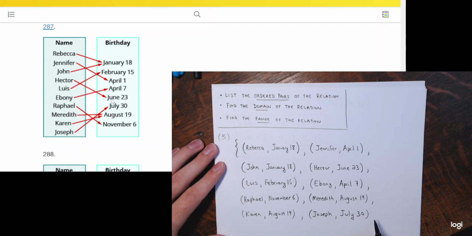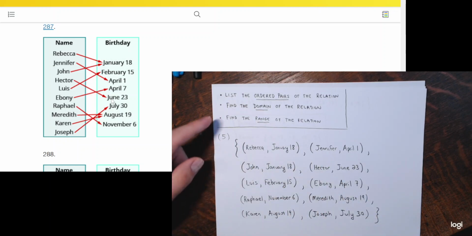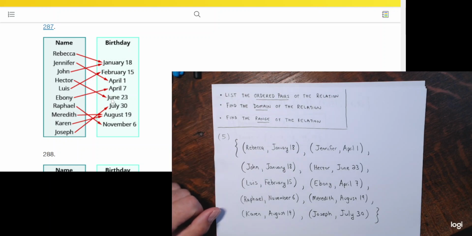All right, now I'm done listing all these 10 ordered pairs here. Close the brackets, close the braces, the curly braces there. That whole set, this entire thing is the relation. Right, that was the first part. List the ordered pairs of the relation.